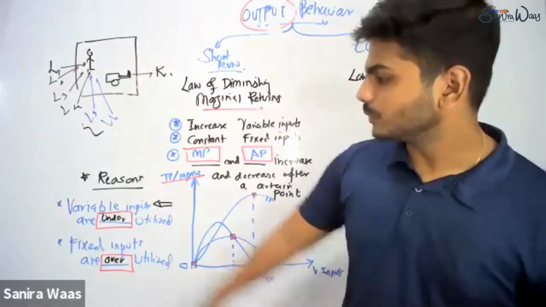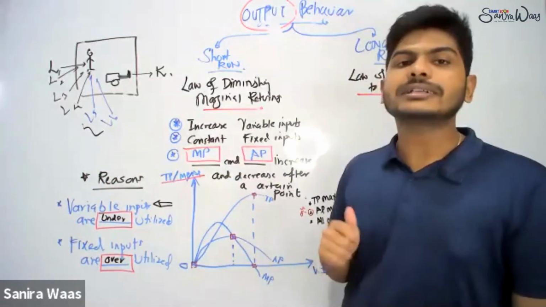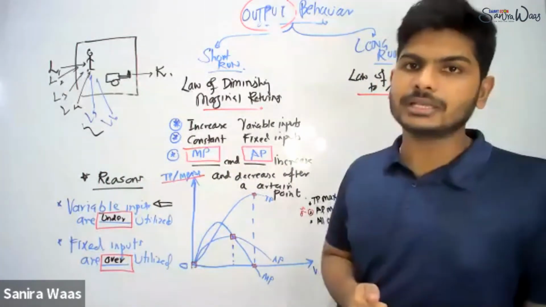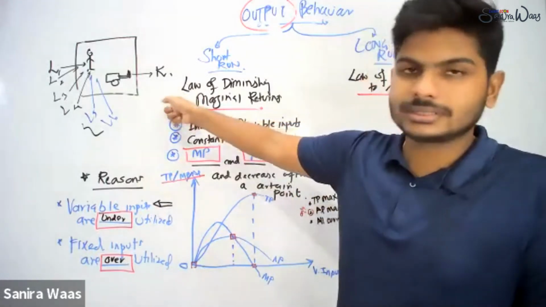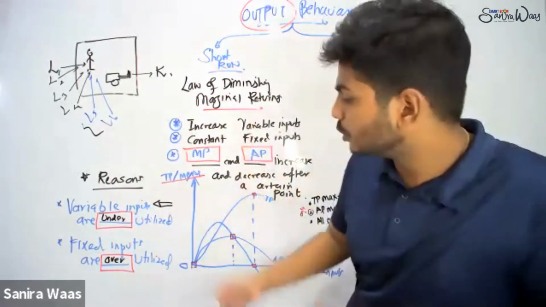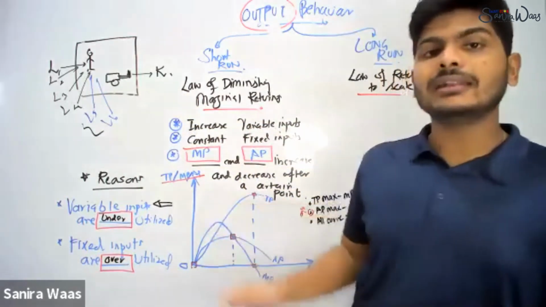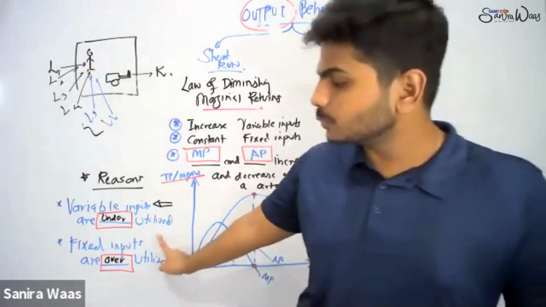Right? So these are the reasons why this happened. Now at your exam, if they ask you about diminishing marginal returns, you need to write the definition, you need to draw your graph, and if time permits, I would love to see you writing these two reasons as well.